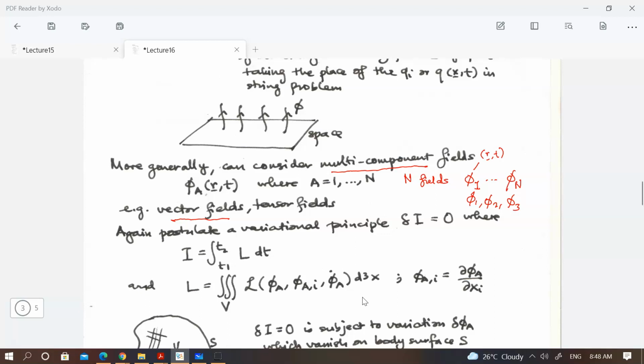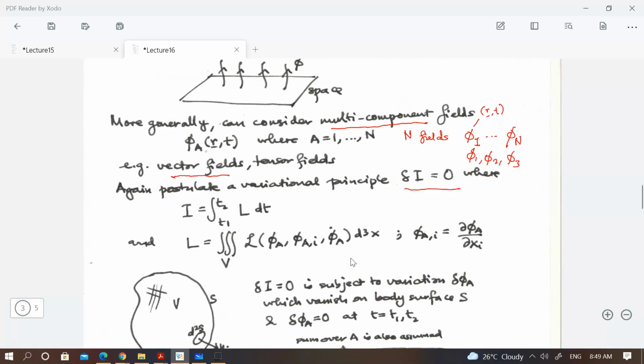So with respect to this idea of fields now, just like your strings before, a string is just a one-dimensional field. Now we can talk about multi-component fields considered on three-dimensional space-time. Again, you postulate the action principle, so you need to extremize it. And like before, your action is really the integral of your Lagrangian integrated with respect to time.